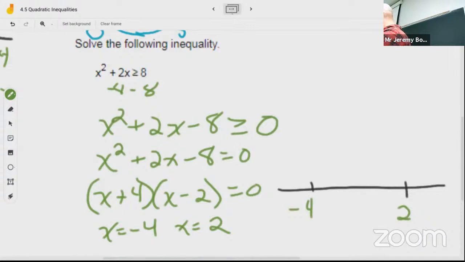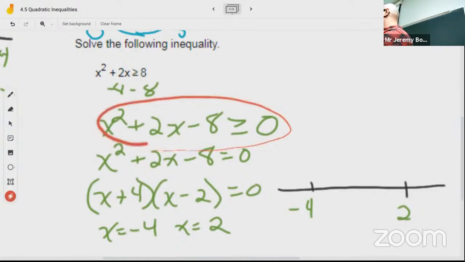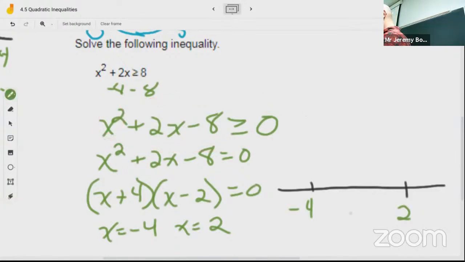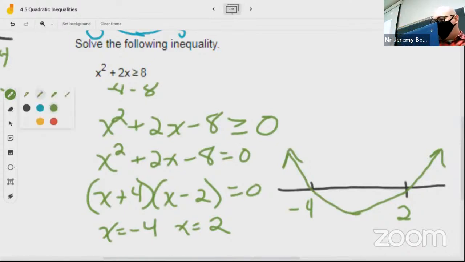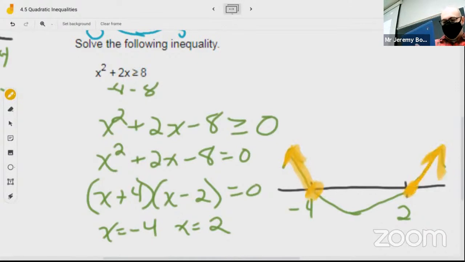Which way does it open? Remember, we're looking at this equation, the one with the 0. That a is positive, so it is opening up. Well, and we want to know where it is greater than or equal to 0. So that means where is it above the x-axis or on the x-axis. So we're going to include those points there.